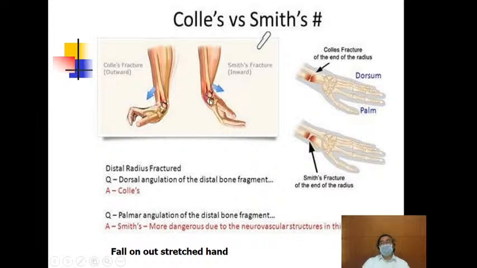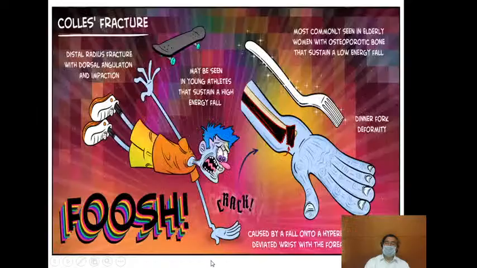So here, the wrist is flexed inward, that is palmar flexed. This is flexed outward, or dorsiflexed. That's why the fragment goes outward or dorsally in a Colles fracture, or inward and anteriorly or ventrally in a Smith fracture. Okay, so the same thing is repeated. Dorsal angulation, Colles; palmar angulation, Smith. The main mechanism of injury is a fall on an outstretched hand, otherwise known as FOOSH.